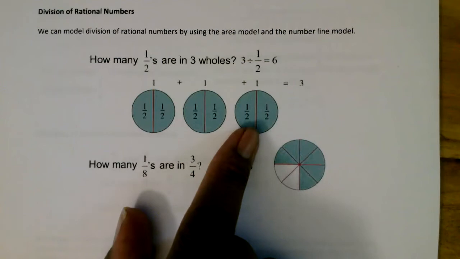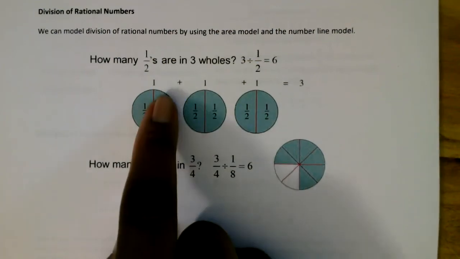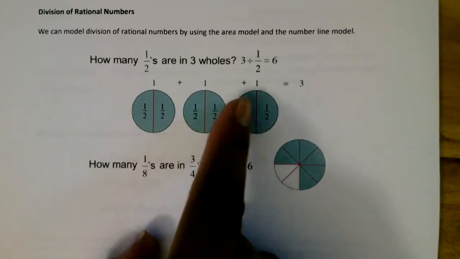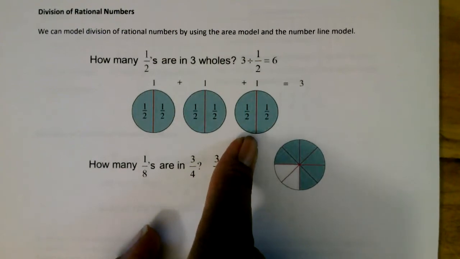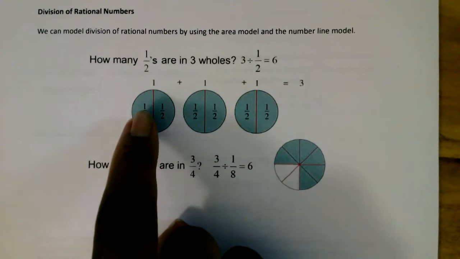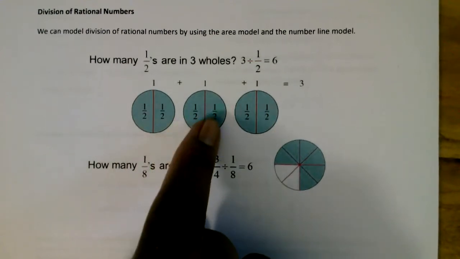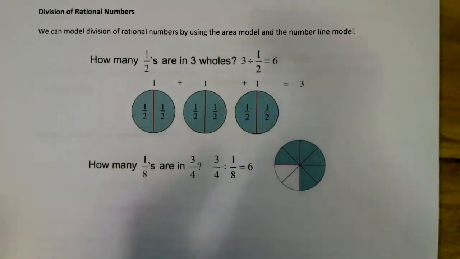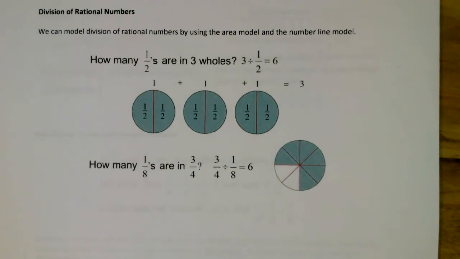Here we got 3 wholes. Each of the wholes will be split in half. How many of those halves are there in these 3 wholes? If you count them up, you'll get 1, 2, 3, 4, 5, 6. So in other words, there are 6 halves in 3 wholes.